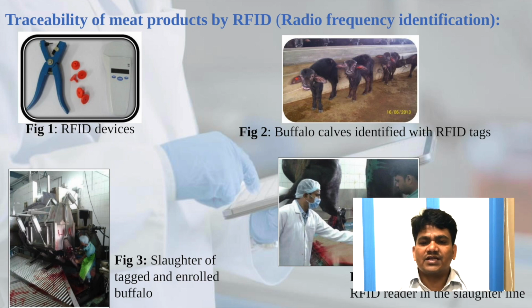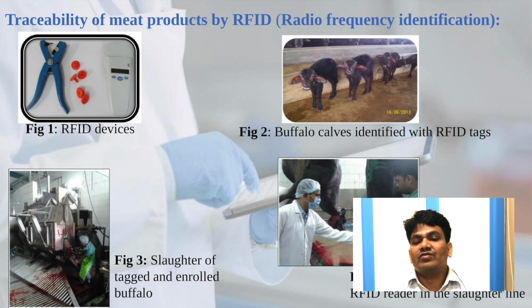You can see in the slide that many more examples are there, and by using the radio frequency identification system we can know the actual details. For example, figure 3 indicates the slaughter of the tagged and enrolled buffalo, figure 4 indicates the reading of tags using an RFID reader in the slaughter line, and figure 2 indicates the buffalo calves identified with the RFID. So we can get many more pieces of information by using RFID.